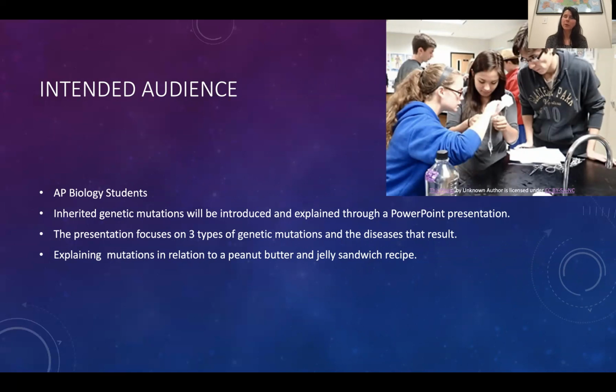I'm going to relate it to a peanut butter and jelly sandwich recipe. What we are not talking about is mutations in other organisms. We are also not talking about genetic mutations that are not inherited, meaning that they are non-viable. So there are a lot of mutations that do not produce a living organism. So we won't be talking about those either.